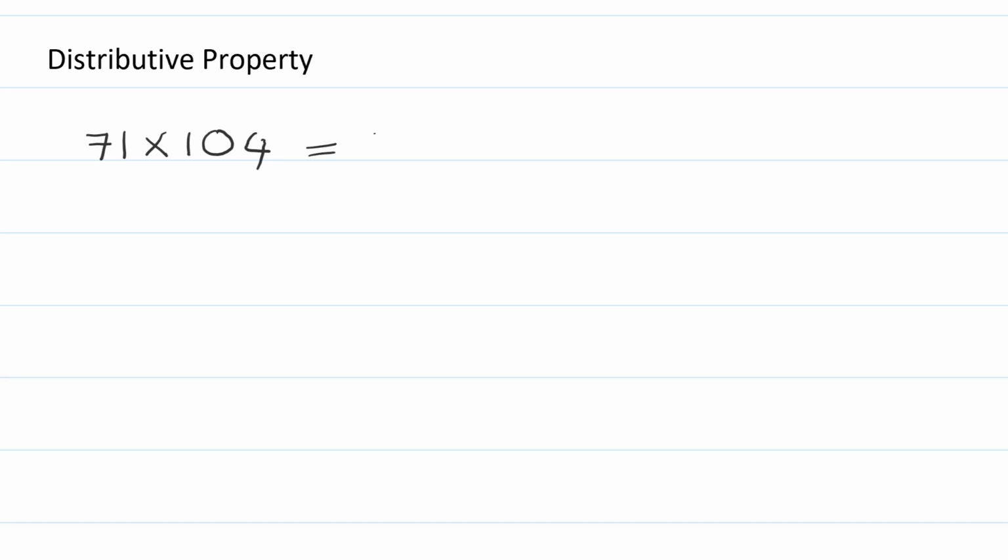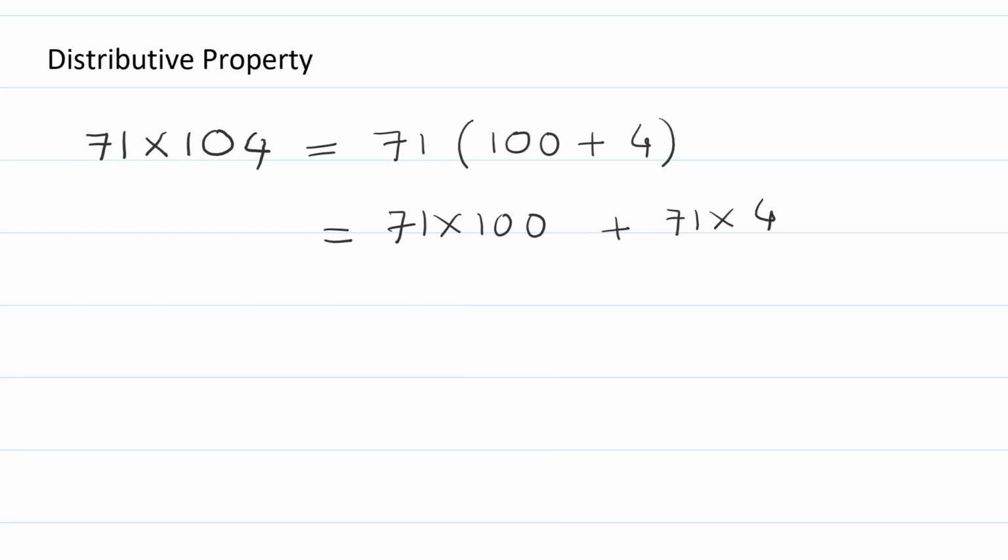Alternative method is to divide 104 into two parts, 100 plus 4, and then expand. Distribute product over addition. 71 into 100 plus 71 into 4. That is equal to 7100 plus, and then add. Seven three eight four.